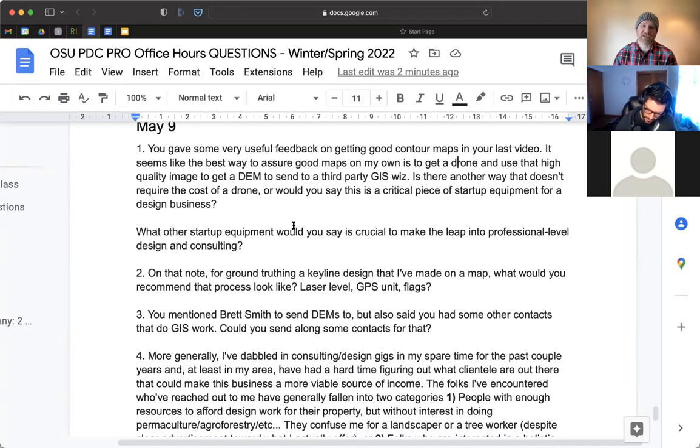What other startup equipment would you say is crucial to making the leap into professional level design and consulting? When you take a look at the idea of outsourcing business elements, and the fact that permaculture and regenerative land design is so much about what happens in between your ears, the climate of the mind, there's very little that's essential. Especially if you're working with handmade drawn maps. If you're going a digital way, if you're trying to draw digitally, then having the program and the understanding of that program to create professional level designs and export them would be crucial.